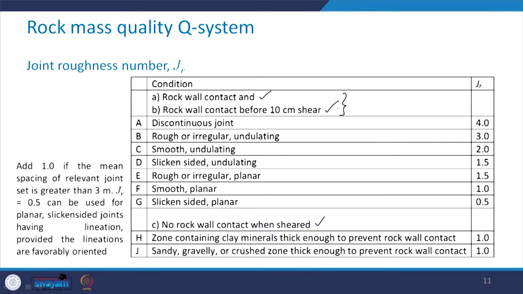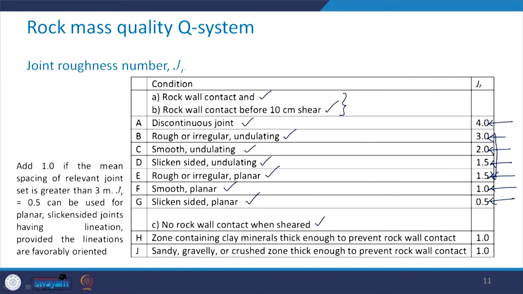So, for the first 2 conditions, in case you have discontinuous joints, a rating of 4 should be assigned, and as the roughness of the joint keeps reducing, the rating also keeps reducing in this direction. Here we have rough or irregular and undulating joint with a rating of 3, then smooth and undulating, then slickensided and undulating, rough or irregular and planar, smooth planar, and slickensided planar. The rating keeps on reducing like 2, 1.5, and for this one it is 1.5 only, here it is 1, and 0.5 for slickensided planar kind of joint wall.